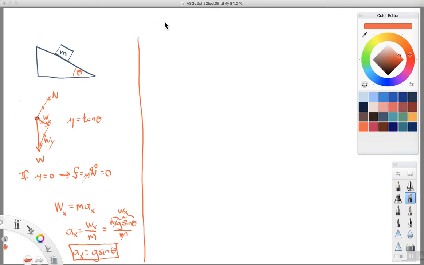So if you remember sine of theta, what does sine of theta look like? Here's sine of theta versus theta. Sine of theta looks like this, right? So this would be pi, and this is 2 pi. So the acceleration in the x direction is g sine of theta. If theta is 0 degrees, that is, the ramp is horizontal, sine of 0 would be 0. So the acceleration in the x direction would be 0, right? That kind of makes sense, because when it's horizontal, it wouldn't accelerate down the ramp at all.